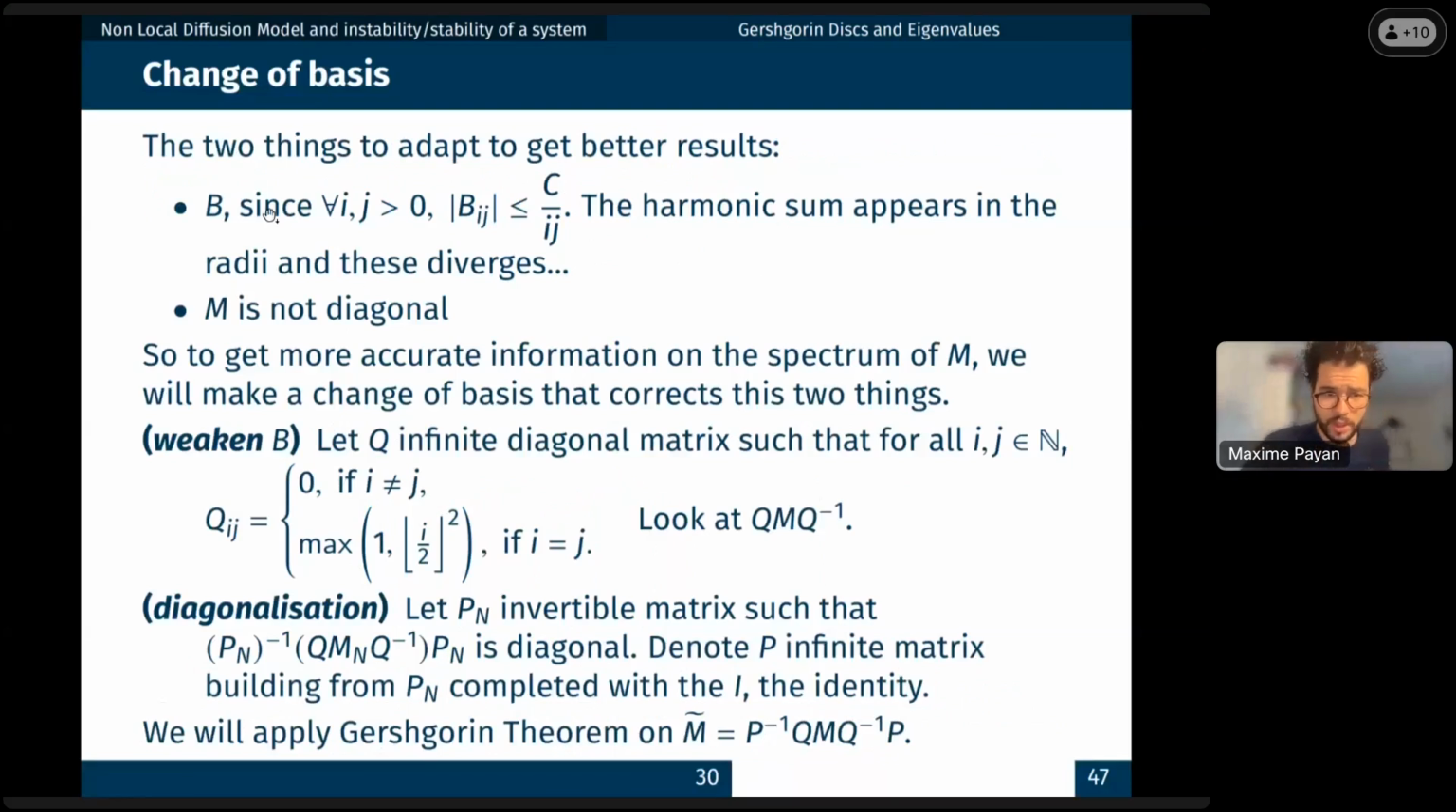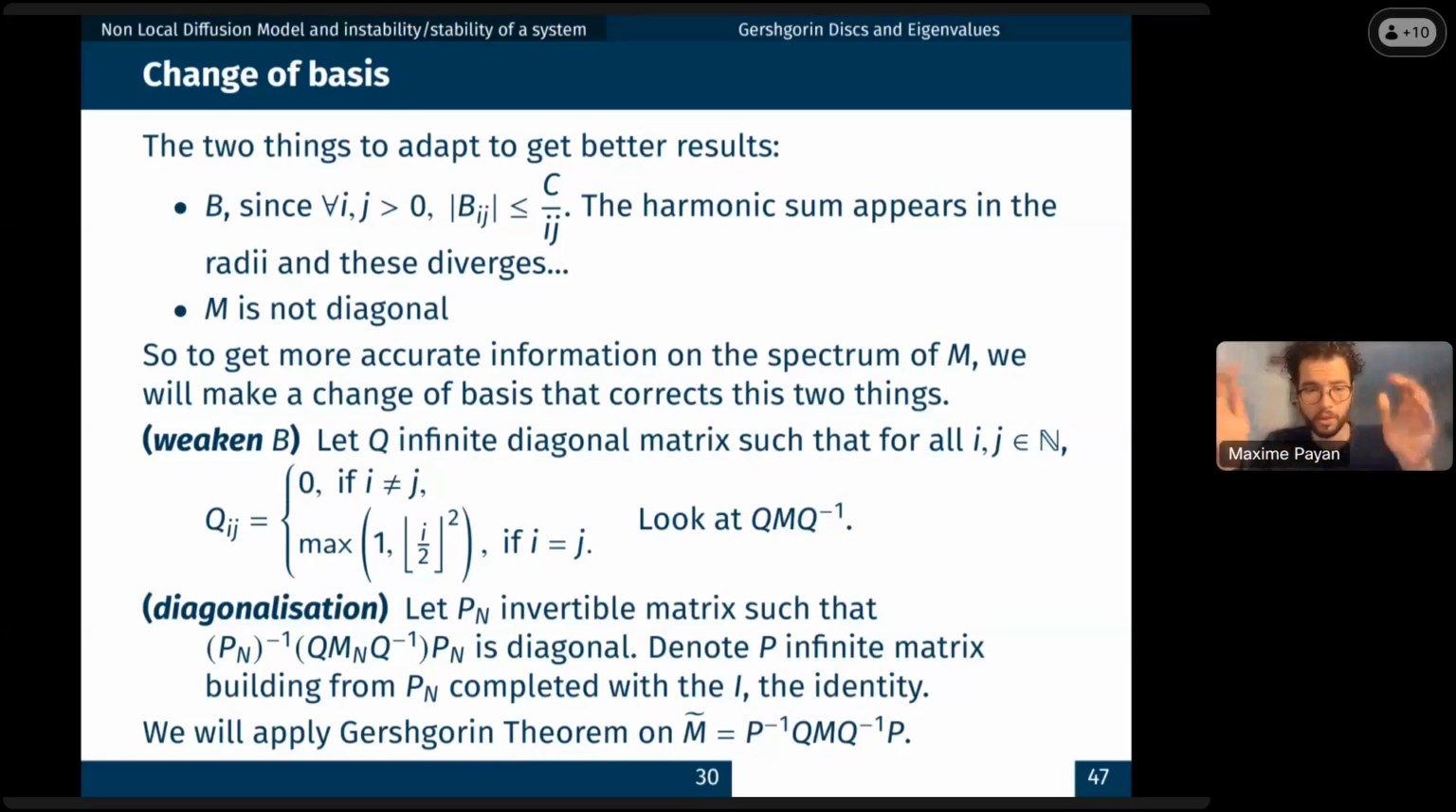So the radii come from the operator B, okay? The B index a_j are smaller than C over a_j, okay? And the harmonic sum appears in the radii, and this diverges, of course. And also, the fact that the circles cross is because M is not diagonal, okay? So to get more accurate information on the spectrum of M, we will make a change of basis that corrects these two things, okay? The spectrum, of course, doesn't change if we change the basis.